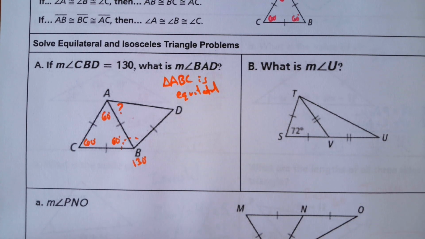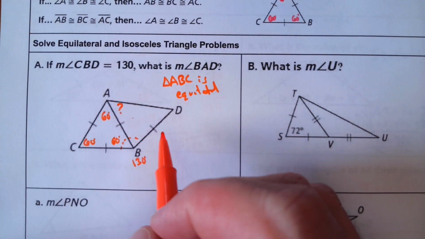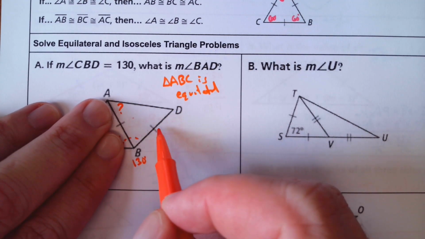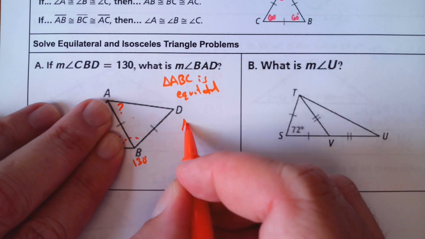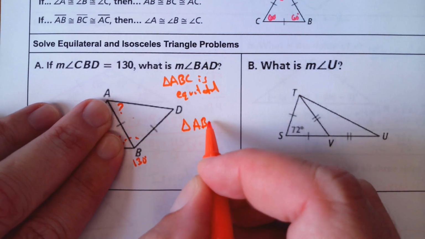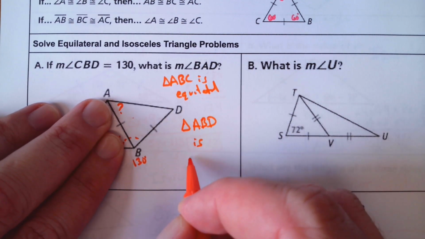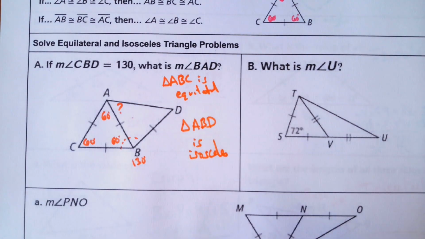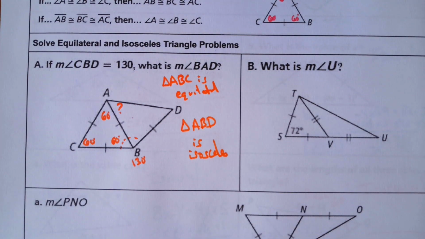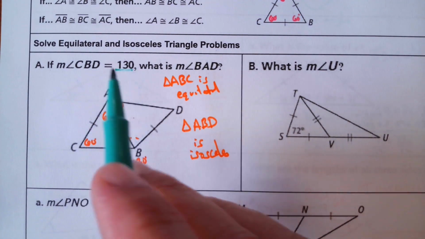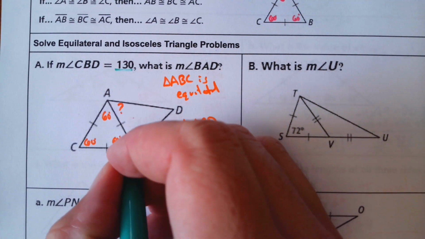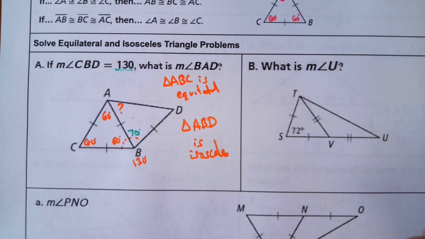Okay. Then I got this other triangle, ABD. Only these two sides are the same. That side's not the same. So that means that triangle ABD, if we got two equal sides, that's going to be isosceles. That's going to help me right here. So don't forget, up here we were told that CBD is 130. So this is 130. Well, this one's 60. They have to add to 130, so this is 70.